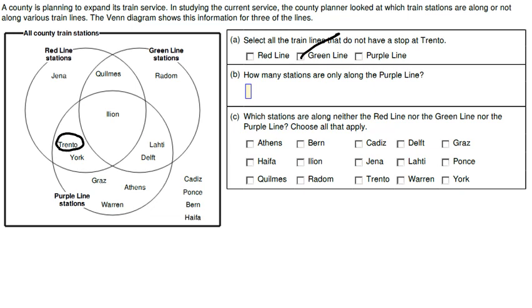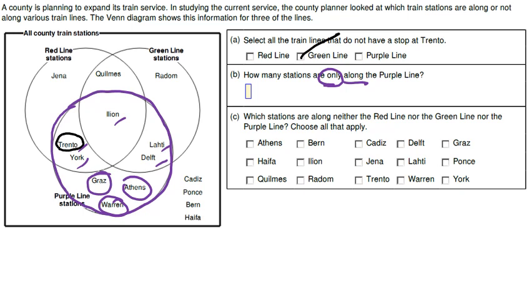So only along the purple line. Well, here's the purple line right here, right? There it is, the purple line. Well, we want only along the purple line. Well, we have to look at only Graz, Anthem, and Warren, because the other ones right here are associated with red and or green, and we want only the purple line, so there are three.